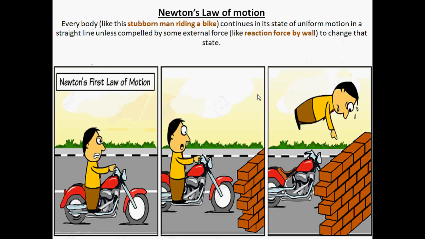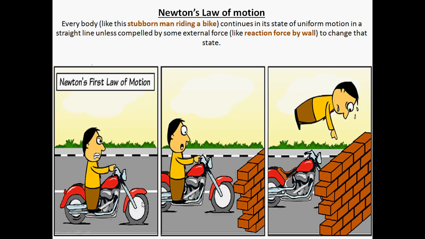Thank you, students. Now students, if we further break down Newton's law of motion in the other way, based on the state of uniform motion, every body, like this stubborn man riding a bike, continues in the state of uniform motion. He is very stubborn and a stout man, driving at a very fast speed.